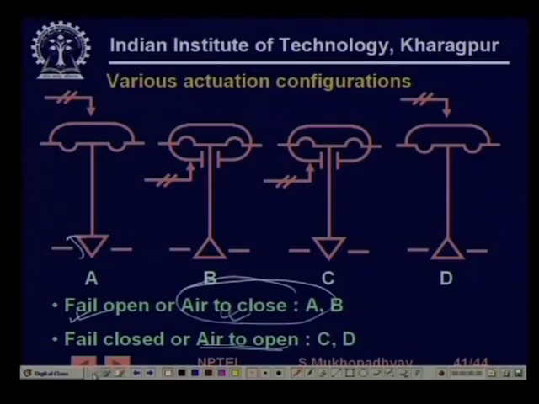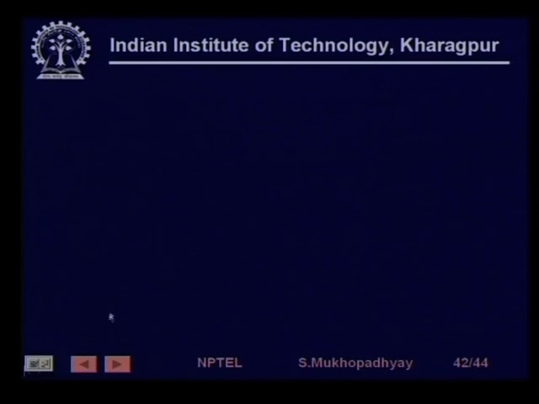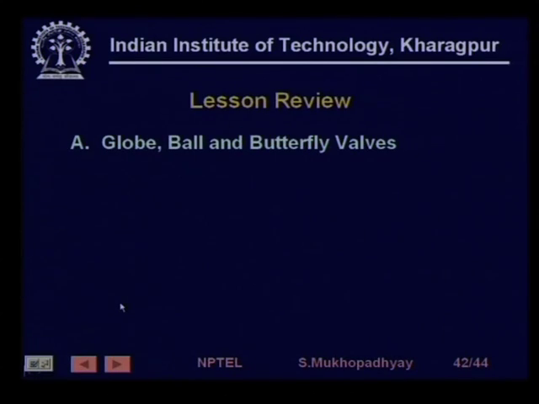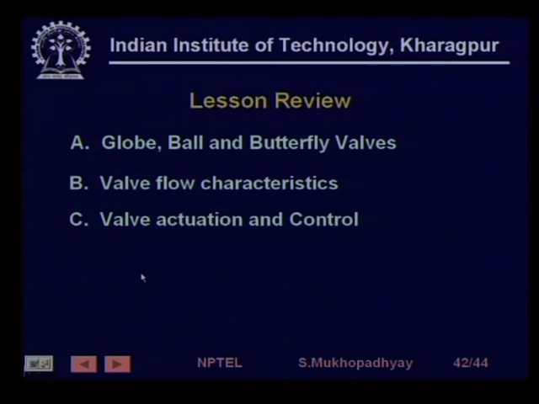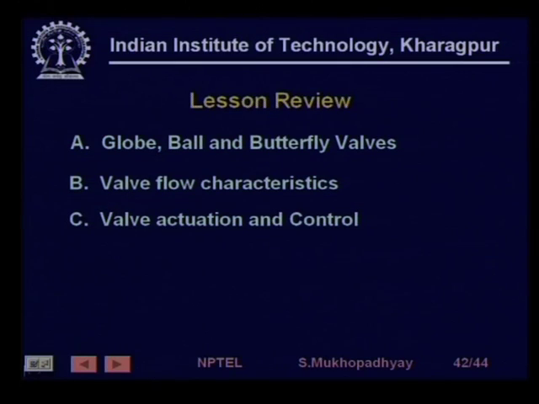So, that brings us to the end of this lecture. As a matter of review, we have typically seen globe valves, ball and butterfly valves. We have seen various kinds of valve flow characteristics, both static and dynamic, and we have seen how valves are actuated and controlled. There is one aspect which is treated in books, called valve sizing, that is, for a given application determining the size of the valve. We are not talking about that, because this is essentially a process design exercise and does not concern automation and control.